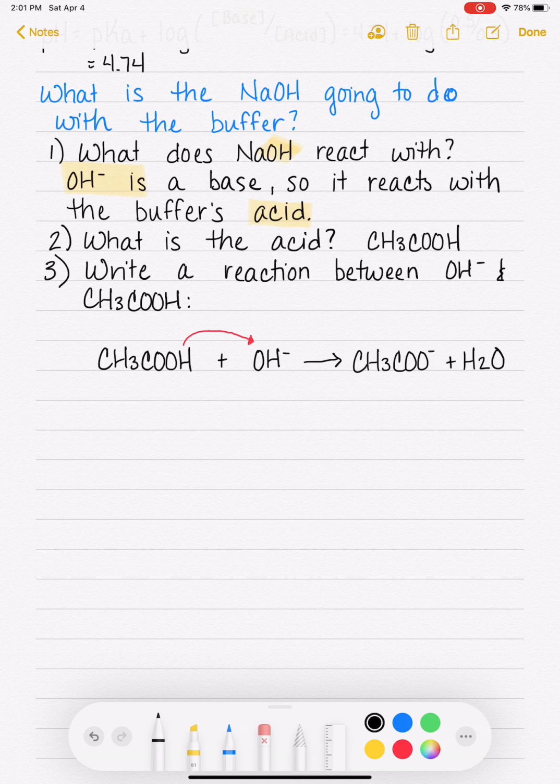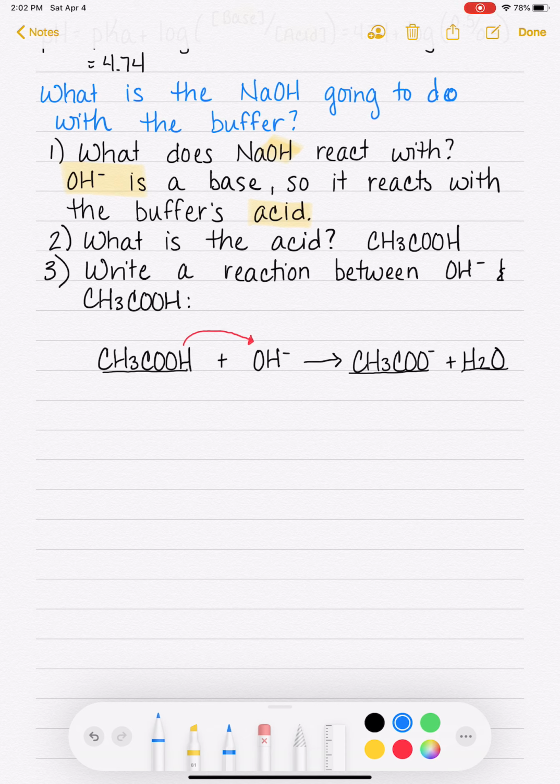That is what the NaOH is going to do with the buffer. It's going to decrease the concentration of the acid, and it is going to produce CH3COO minus, and it's also going to produce a little bit of water at the same time. So what we need to know now is, to what extent is it going to change the concentrations of these substances? And the only way that we can figure that out, unfortunately, is with an ice table.